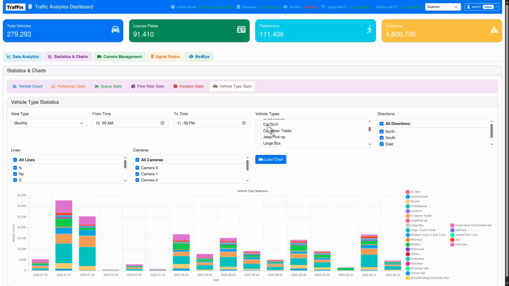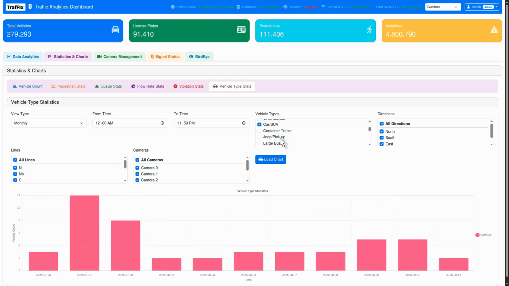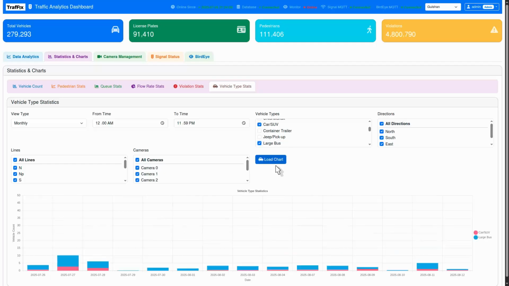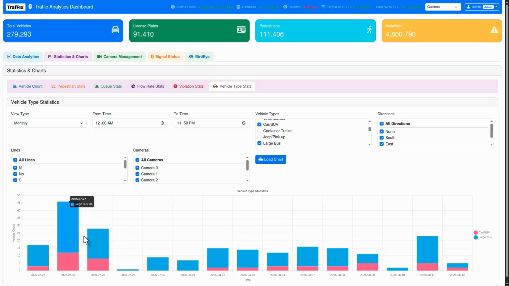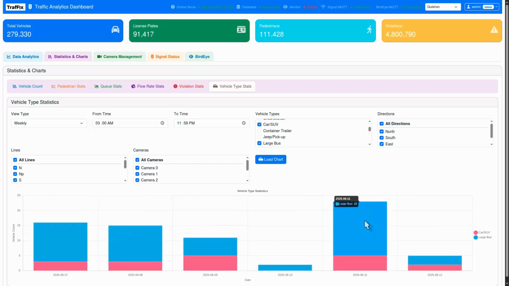For example, if we want to filter on a specific vehicle like car and SUV, we get the specific vehicle count distribution, and we can easily choose multiple vehicle distributions within the time and date range to get exact analytics for various purposes.